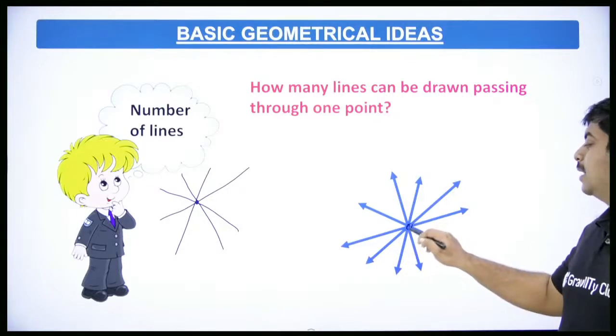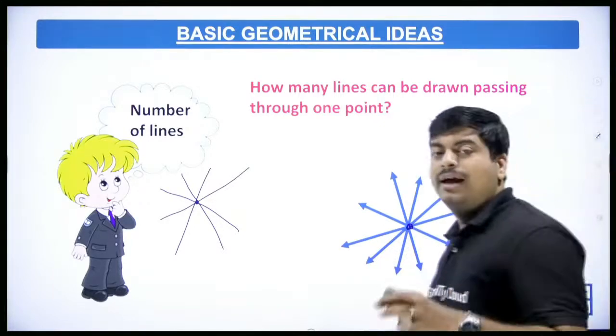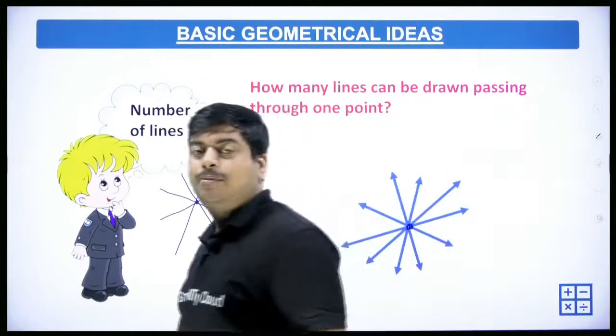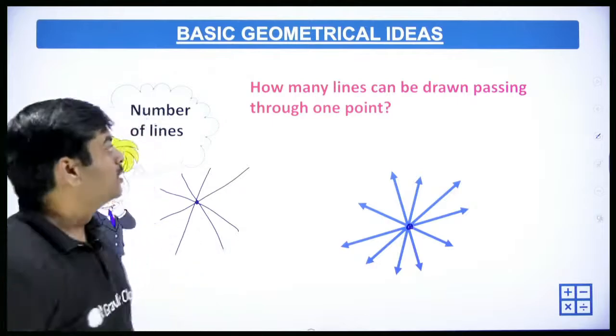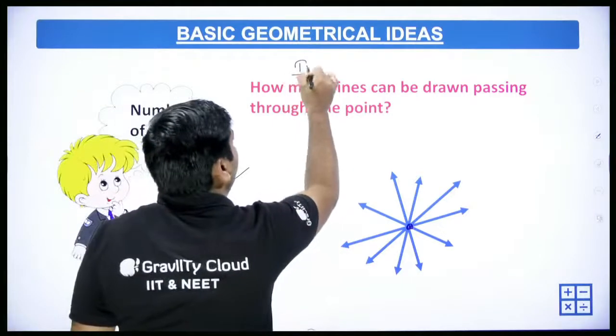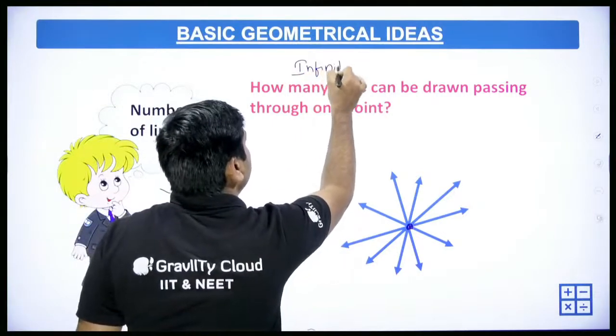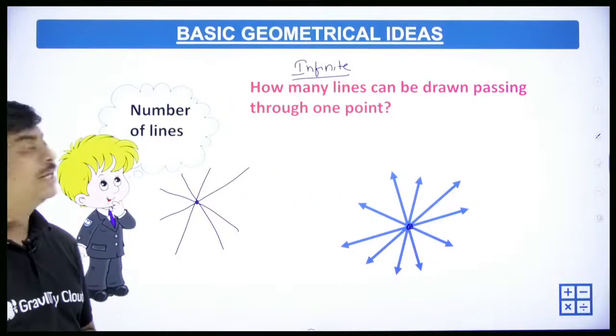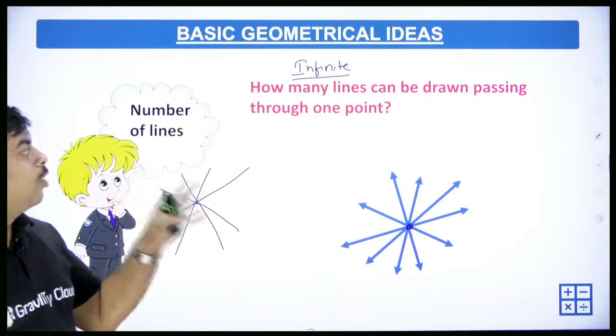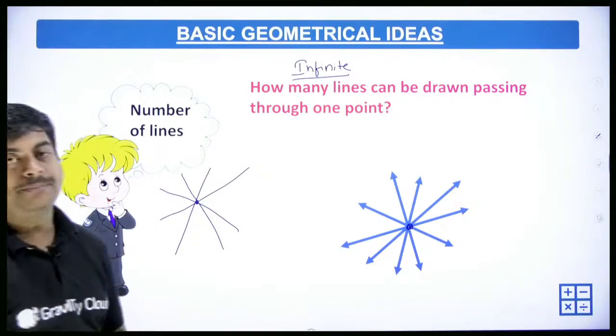From this point, there are infinite lines passing through every single point. How many? Infinite. Infinite means you cannot tell the count. It's just continuing, right? Infinite lines can be drawn passing through one point.